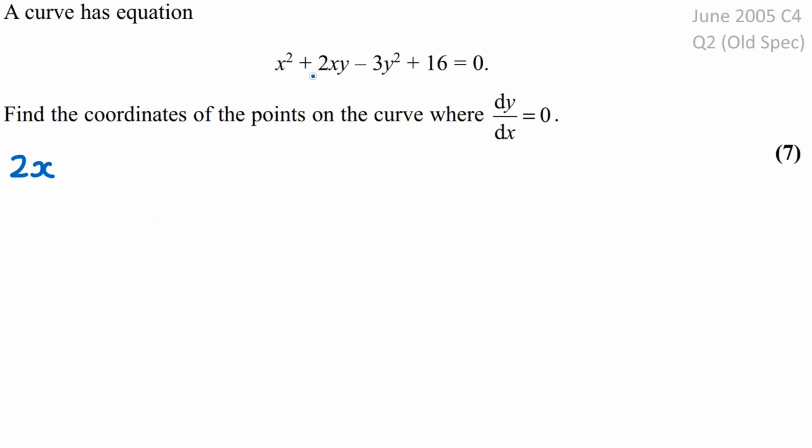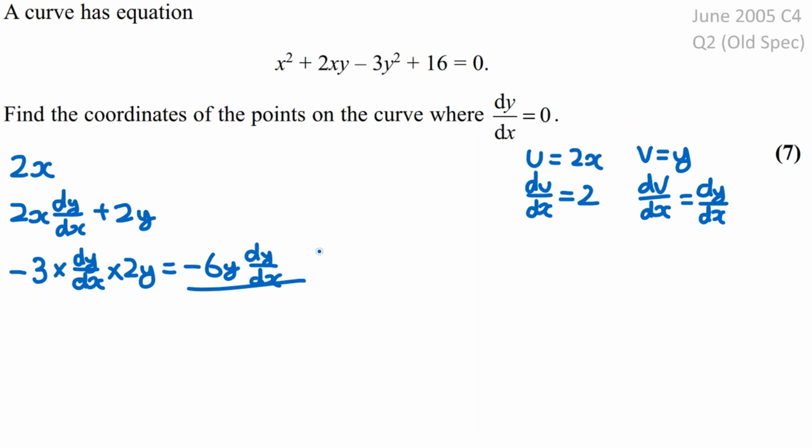It's really, really common in implicit differentiation questions for them to include xy and y squared. They come up all the time. And then if you multiply this 2y by the minus 3 coefficient, you get minus 6y of dy over dx.